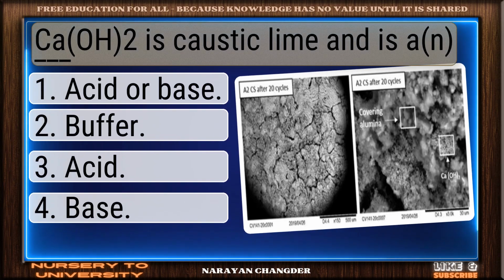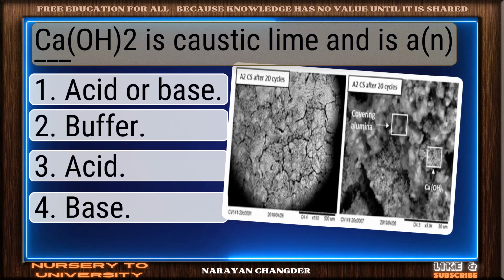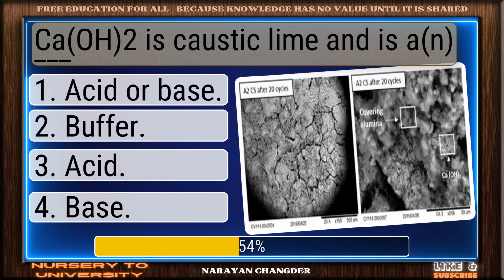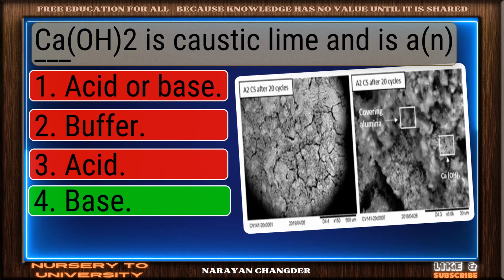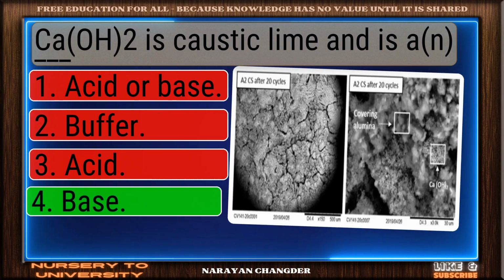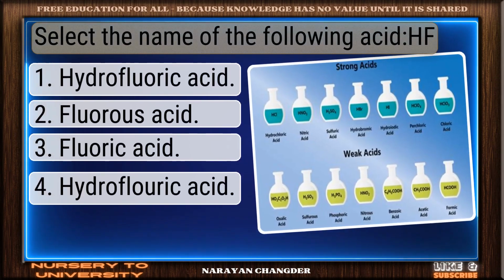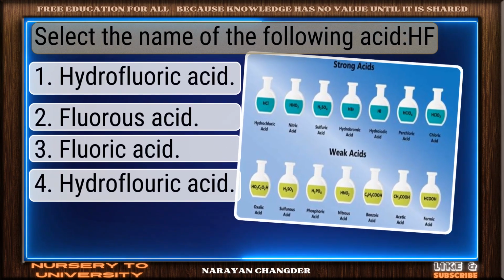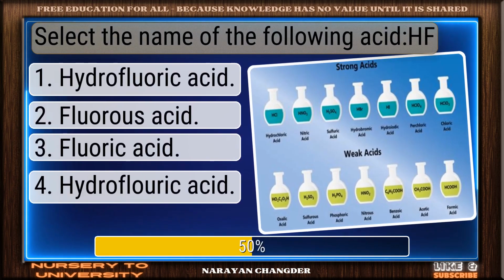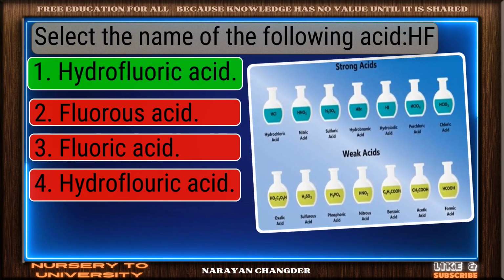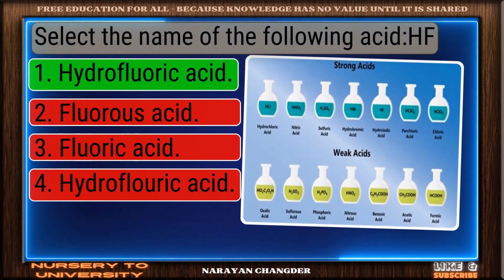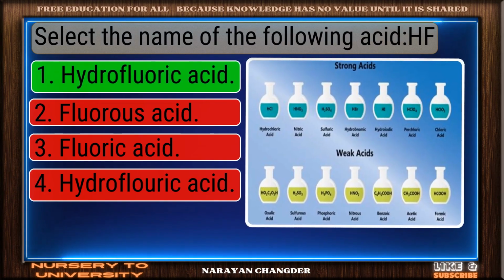Question number 25. Ca(OH)2 is caustic lime and is a dash. Good job. Your answer base works well here. Question number 26. Select the name of the following acid, HF. Good thinking. Hydrofluoric acid is the right answer.